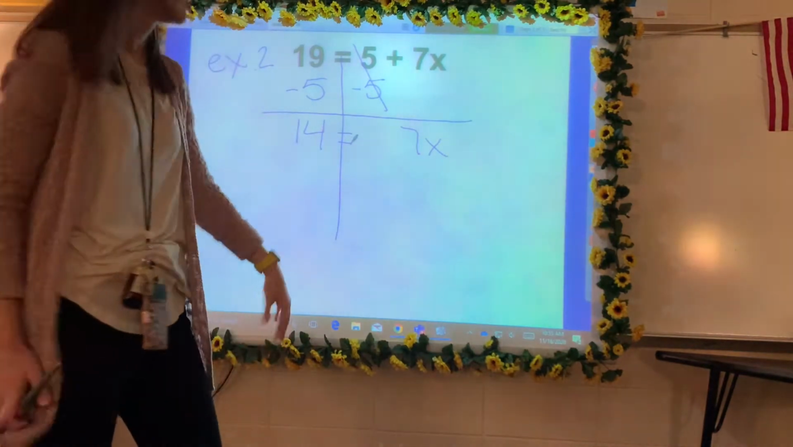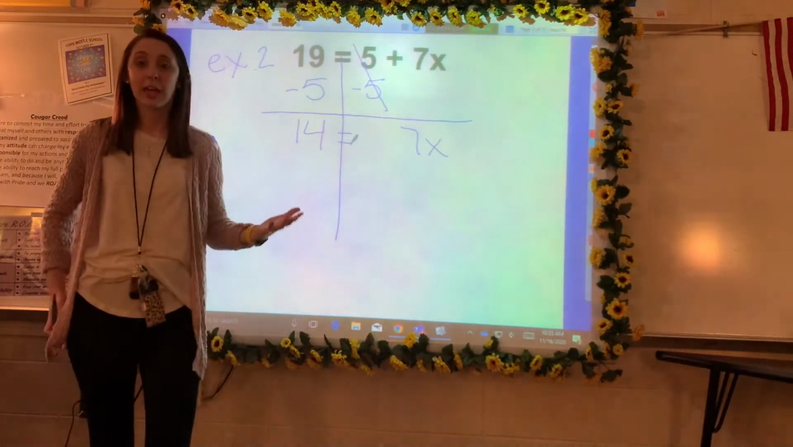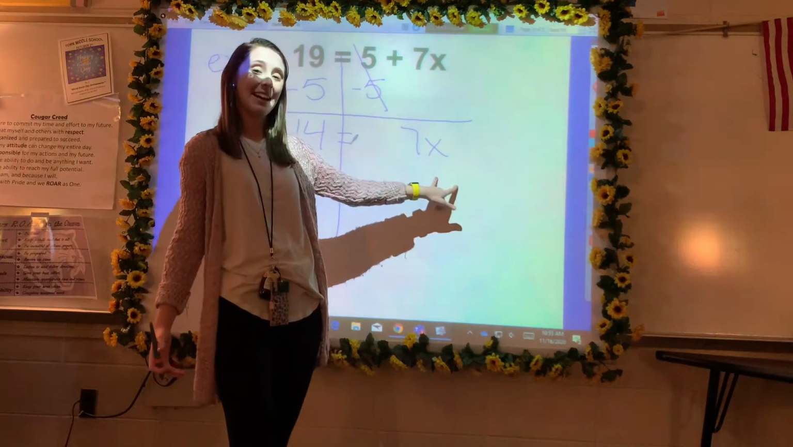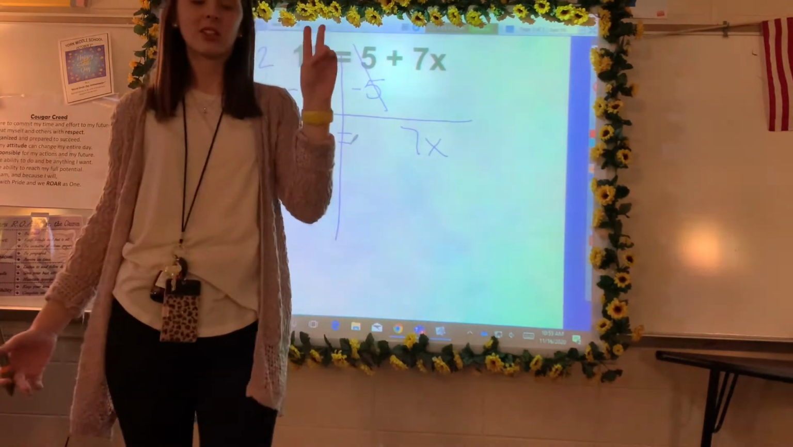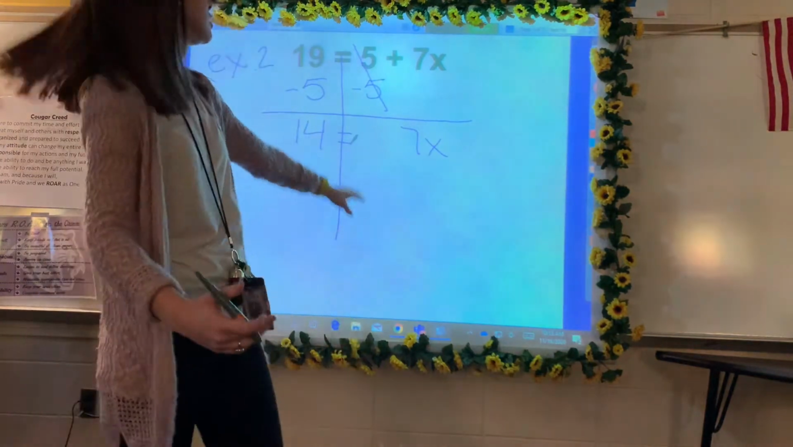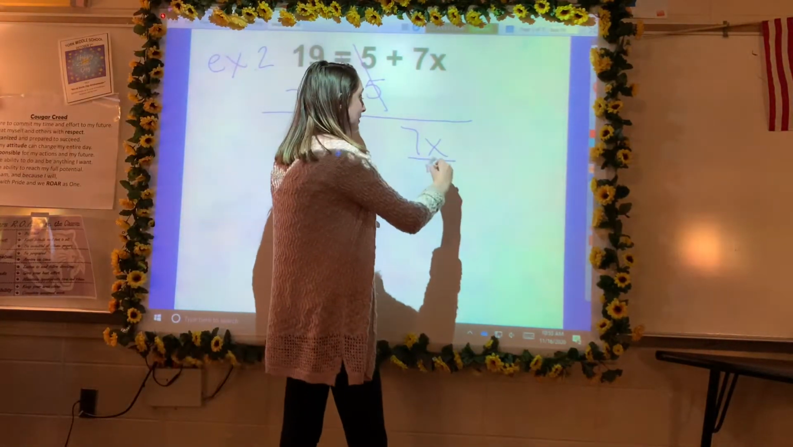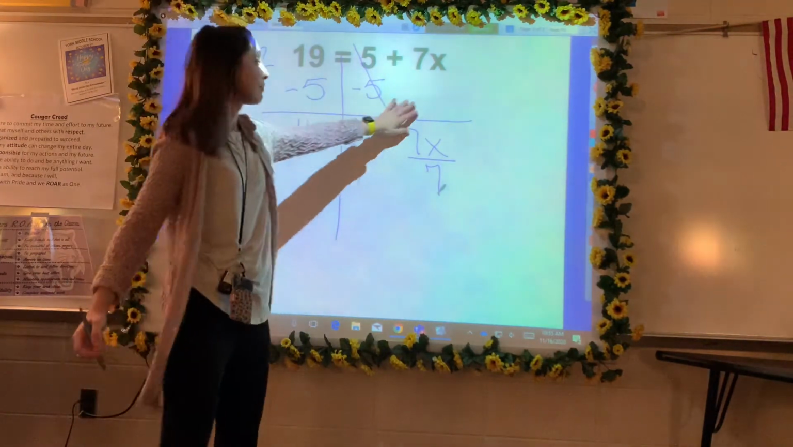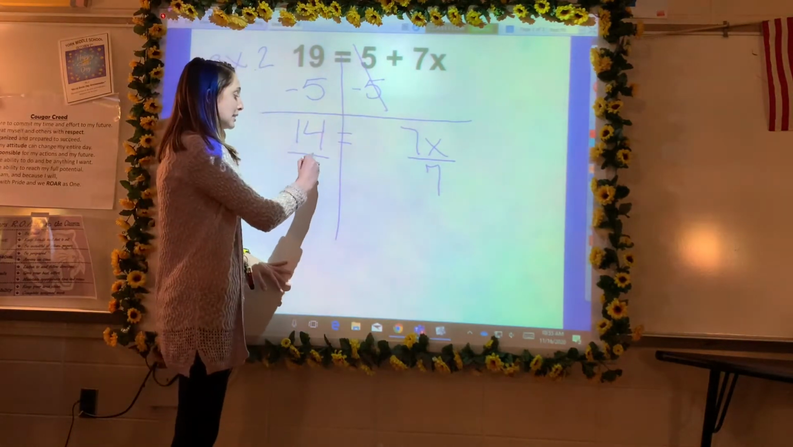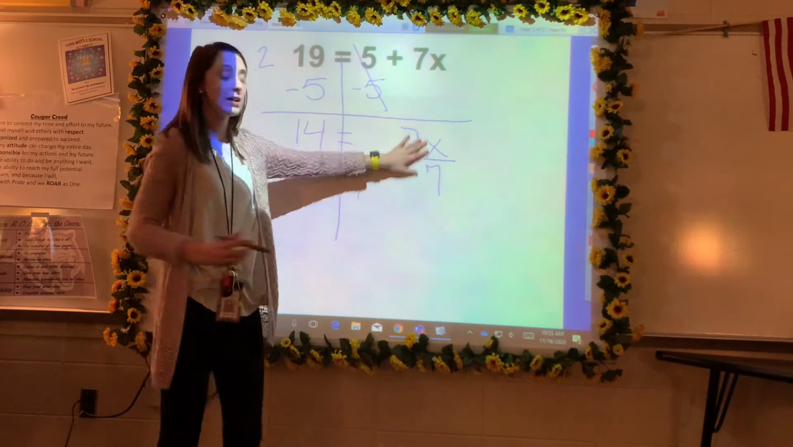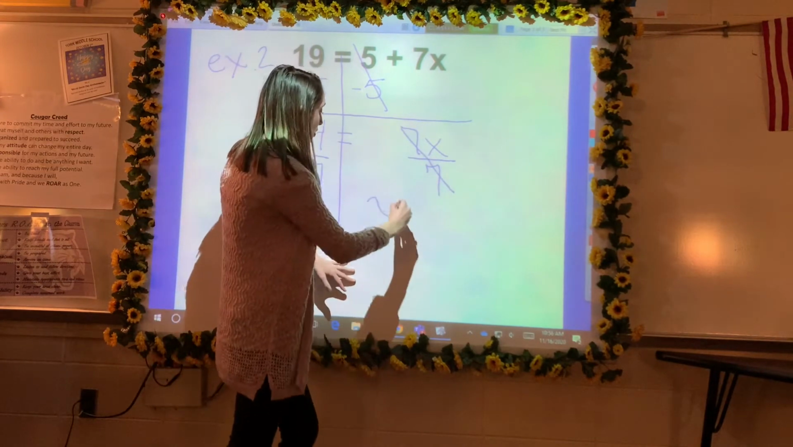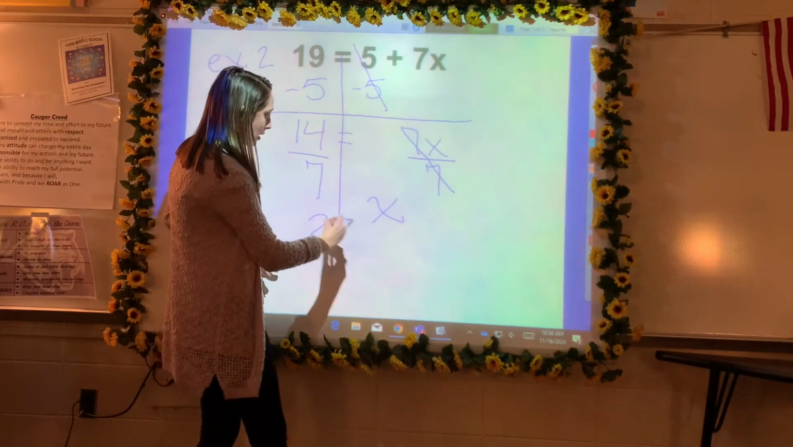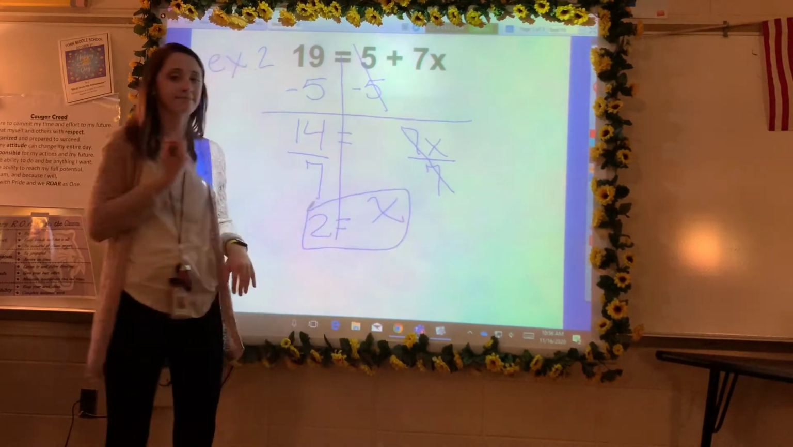Once we get there, remember we undo multiplication or division. So we have to ask ourselves what operation is going on between that 7 and that x. So a number and a letter side by side does mean to multiply. So in this case, we needed to divide because that is the inverse of multiplying. So if we divide by 7 over here, we have to divide by 7 over here. These two 7s will give us a 1, leaving us with just an x. And 14 divided by 7 gives us a 2. So x equals 2. Okay?